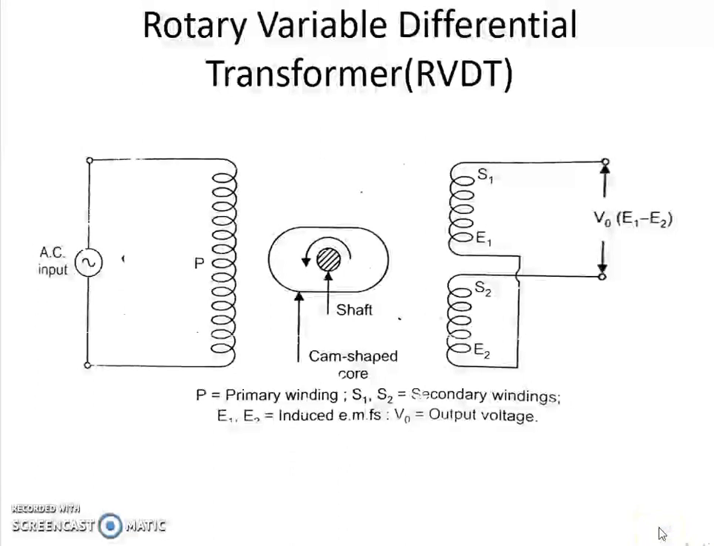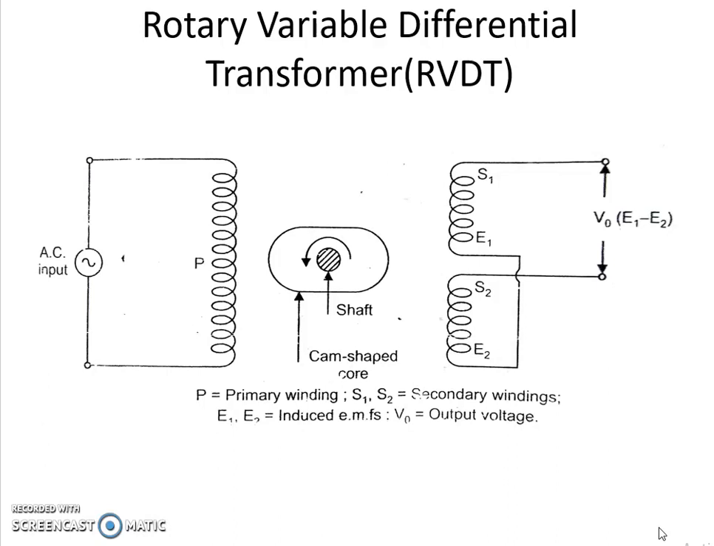Now let us discuss RVDT, that is Rotary Variable Differential Transformer. RVDT is basically used for the measurement of angular displacement. It converts angular displacement into a suitable electrical signal. And its operating principle is similar to that of LVDT, that is Linear Variable Differential Transformer.